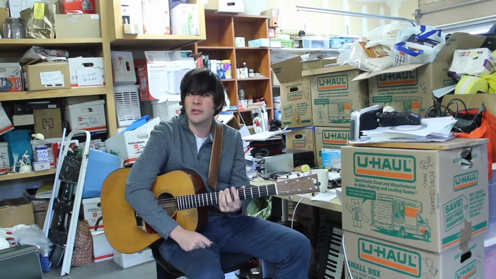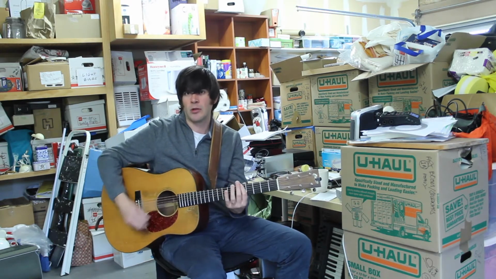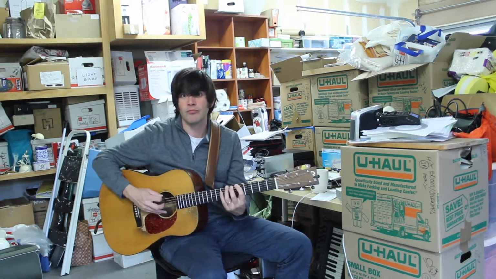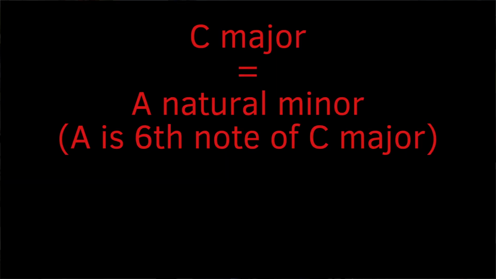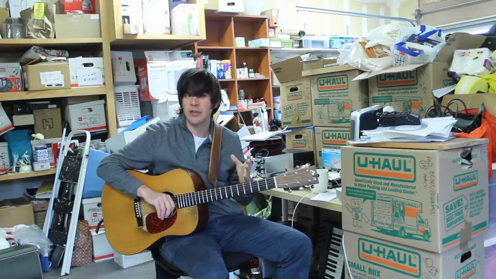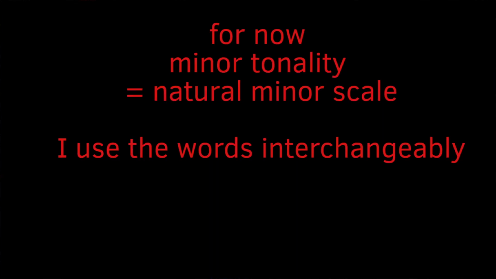Now, if I start that same scale on the sixth note below and end it on the sixth note, that is the A natural minor scale. So there's our derivation. It's called natural minor, by the way. Some people might call it the Aeolian mode.